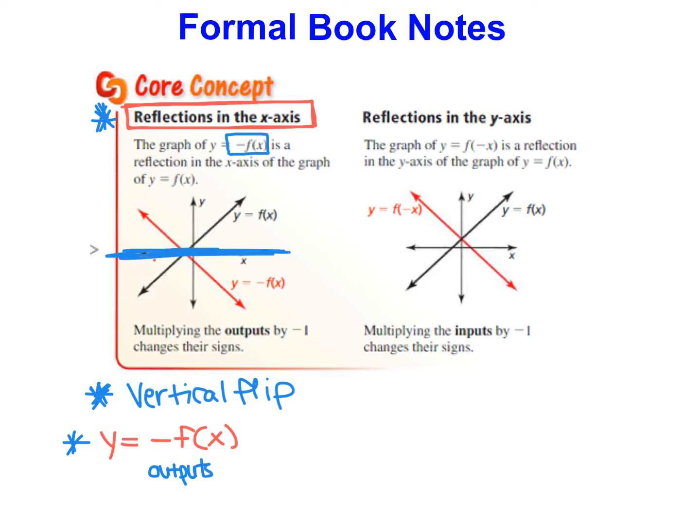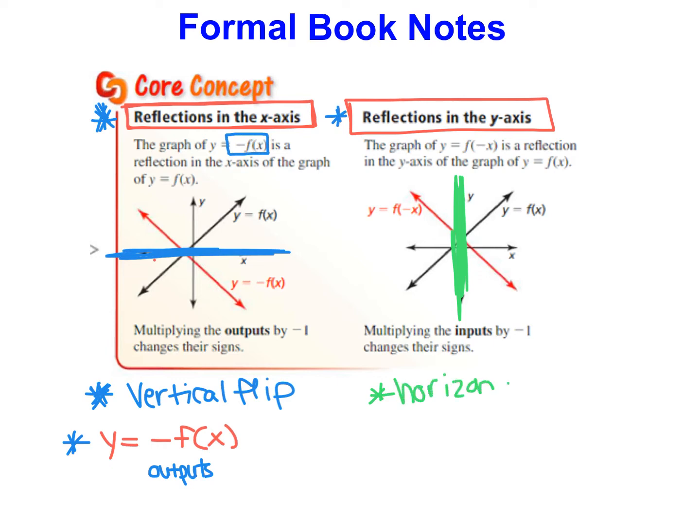Then if we look at the second type of reflection here, we have a reflection in the y-axis. So I would write that part that I just boxed down. Now we're looking at reflections in the y-axis, and that's going to be this horizontal flip that happens across this green line. So after reflections in the y-axis, write down horizontal flip. And what you're going to do here is take all of your input values, which are the x values, and multiply them by a -1. So notice here, we're multiplying our inputs. So outside outputs, inside inputs.